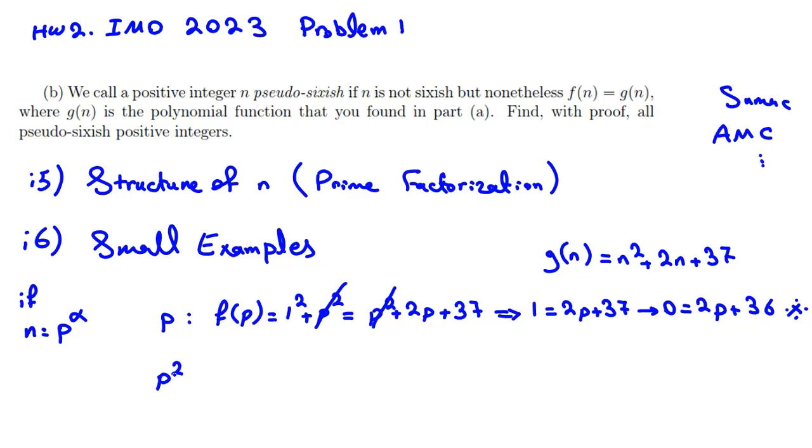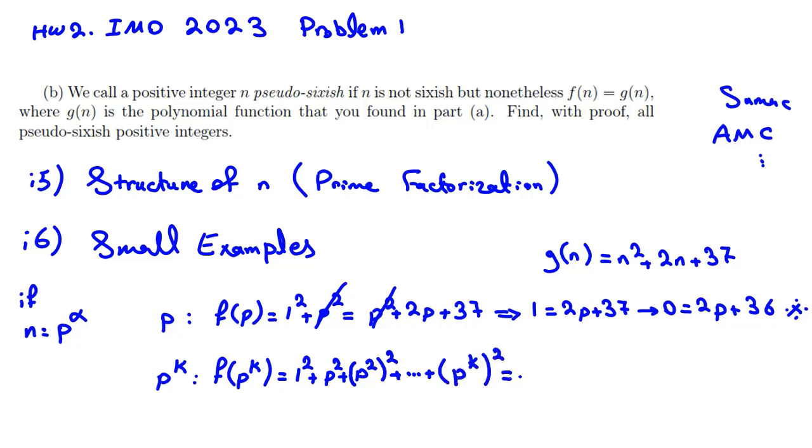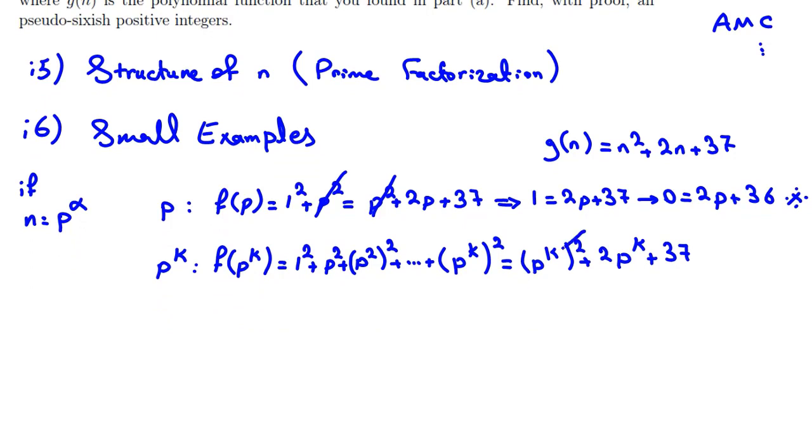Now let's consider p to the k. Let's see, can we prove it for p to the k? If we couldn't, then we try p squared, p cubed to find the idea. f of p to the k is what? It is 1 squared plus p squared plus the squares of the divisors up to p to the k squared, which equals n squared plus 2n plus 37. n is p to the k here, so (p to the k) squared plus 2 p to the k plus 37.